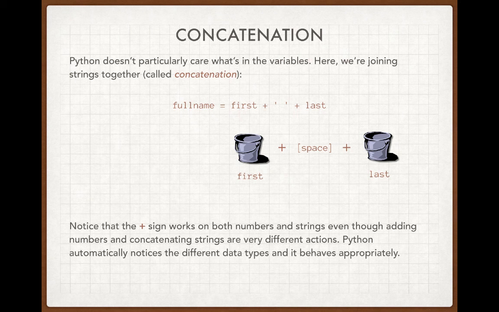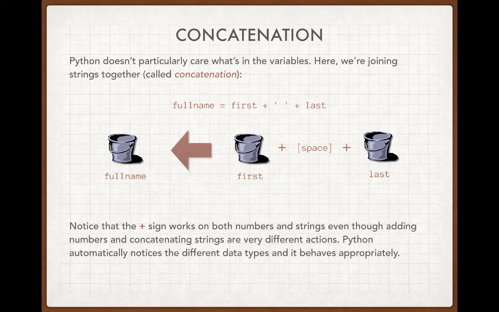So I'm concatenating the value of the bucket called first, and I'm concatenating onto that one blank space. And then I'm concatenating onto that the value of the bucket called last. And whatever that name is going to be, I'm going to put that into a new bucket called full name. Again, full name may perhaps have had a different value in it from earlier in my script. If so, I just overwrote it. So I've lost the previous value if there was one, and now I have a new value.